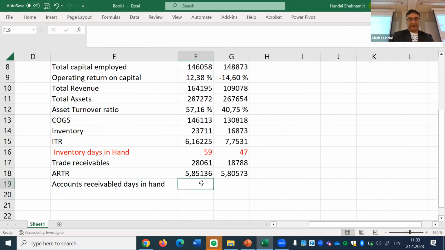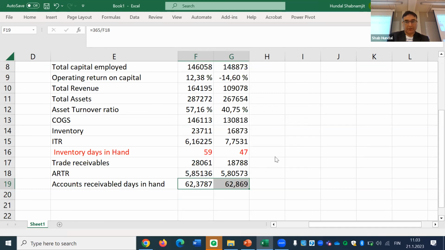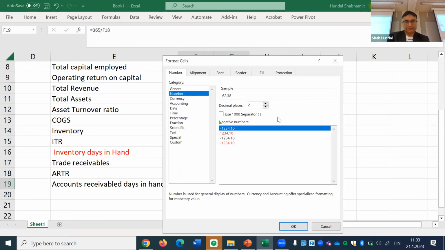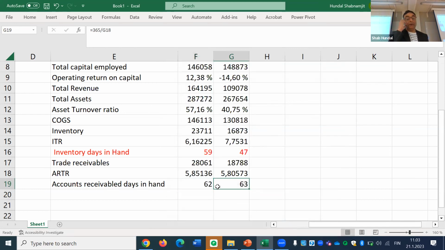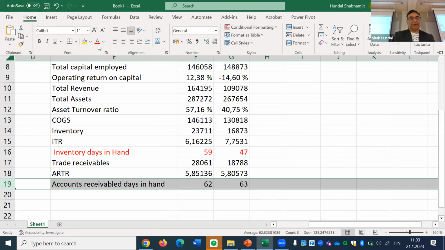And we can divide 365 days by the ratio. So approximately now you have to wait for 62 days. Last year you were waiting for 63 days. So something better has happened. Now your waiting period has gone down by 1 day. And I can also put it in the red.